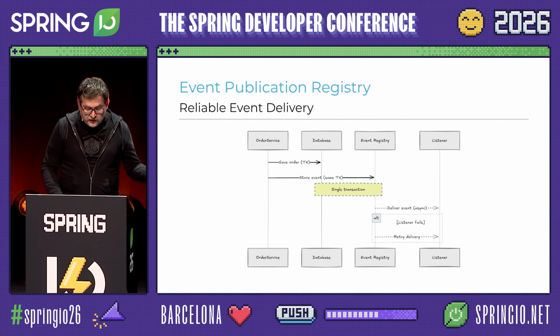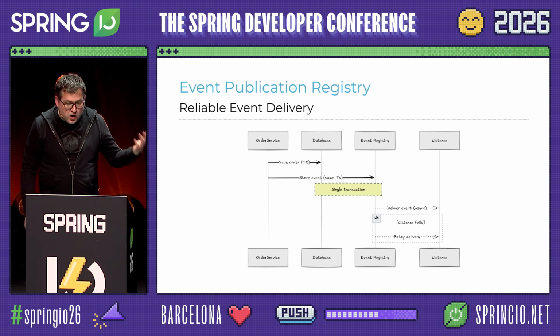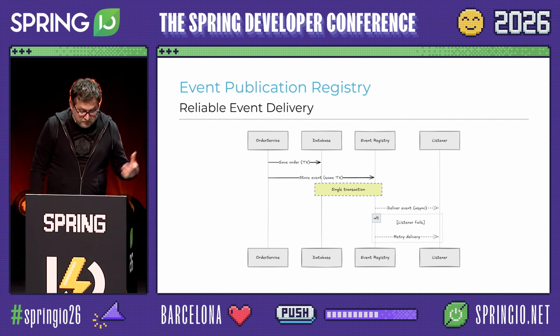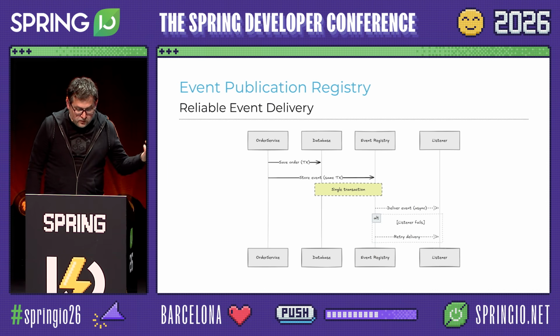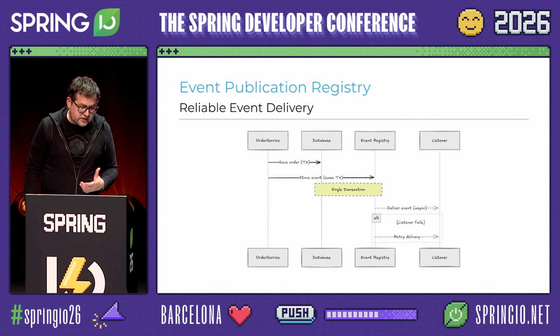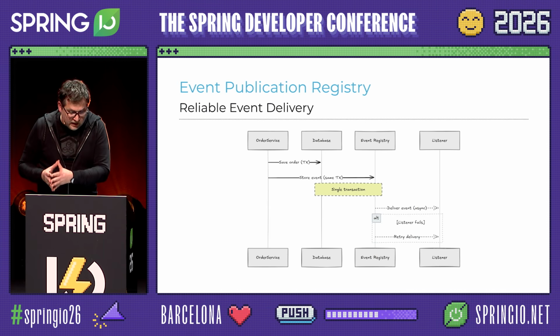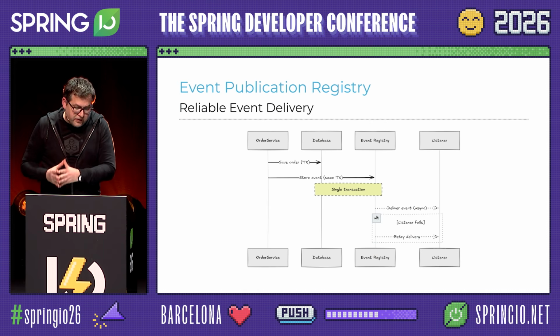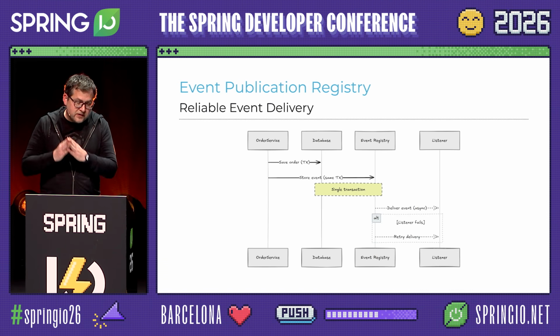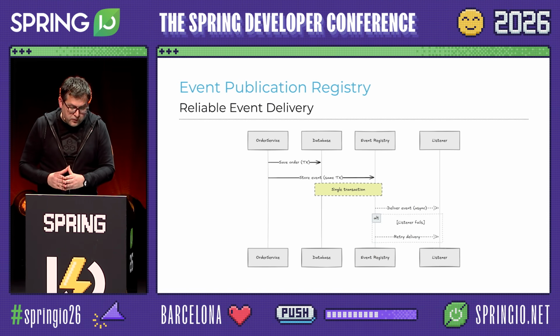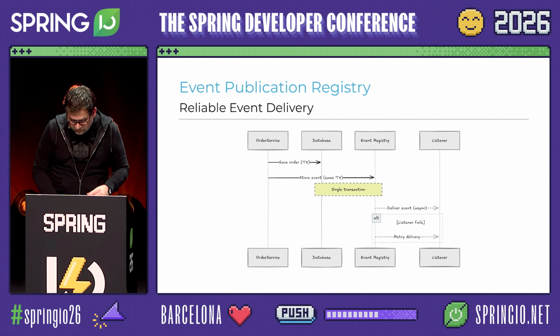So you can imagine now we are going to call our order service. We create the order. That part runs in a transaction. But then we publish the event in the event registry. That part runs in the same transaction, so we make sure that the event is persisted. But then afterwards, the event is asynchronously consumed, and if this one fails, we can really reprocess it.